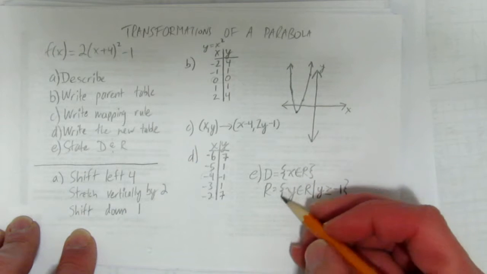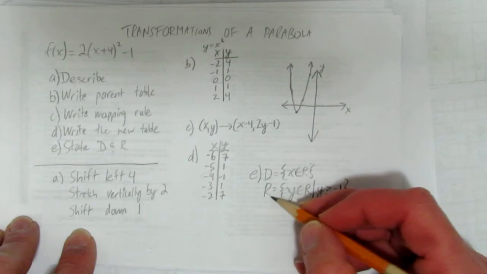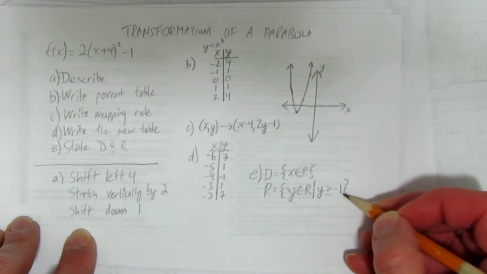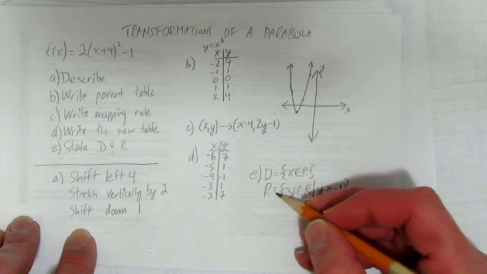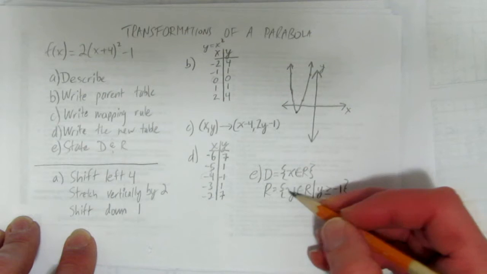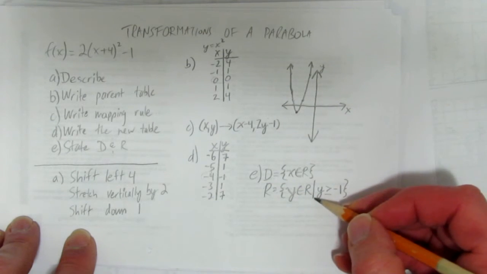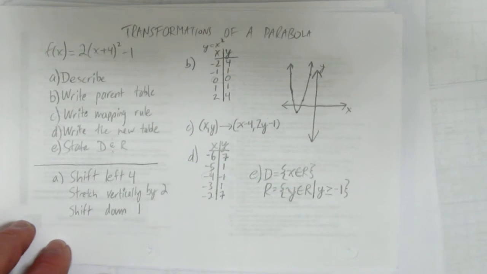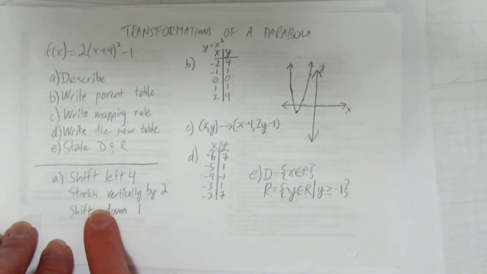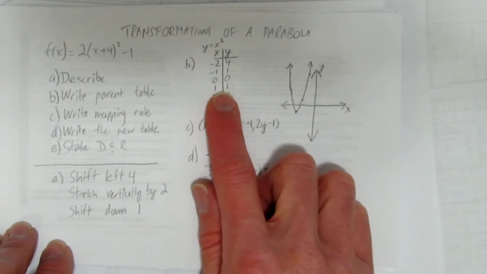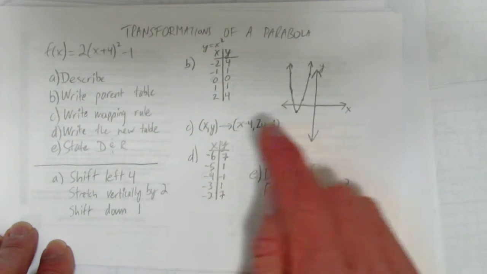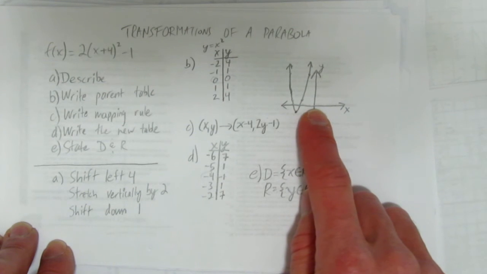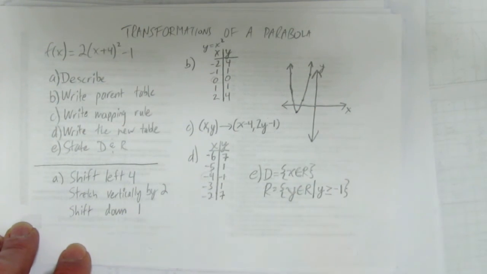I'll read it again, but more simplified. The range says Y can be anything as long as Y is greater than or equal to negative 1. One more time. Range is the set of Y is an element of R such that Y is greater than or equal to negative 1. We've done transformations of a parabola in depth. We described it. We wrote the parent function's original table. We did the mapping rule and made a new table so we could sketch it. And that made it easier to find the domain and range.